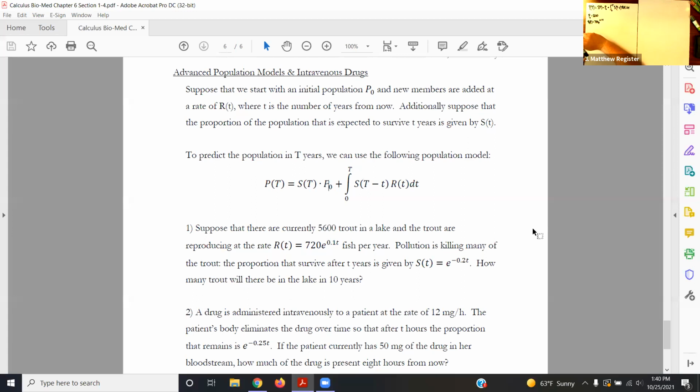Pollution is killing many of the trout. The proportion that survive after t years is given by s of little t is equal to e to the negative 0.2 t. How many trout will there be in the lake in 10 years? And so that represents our big T.